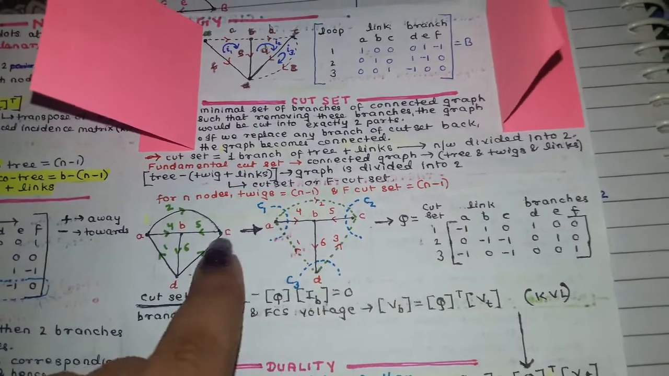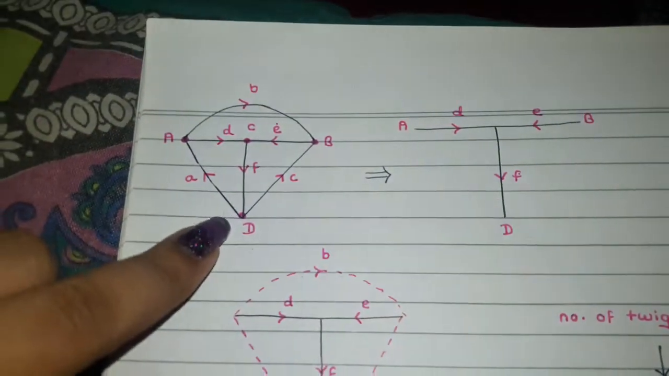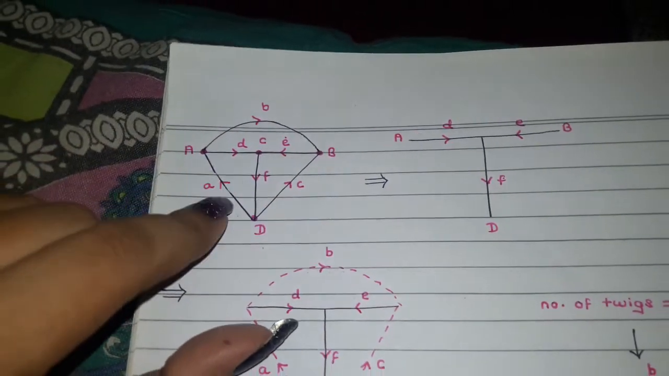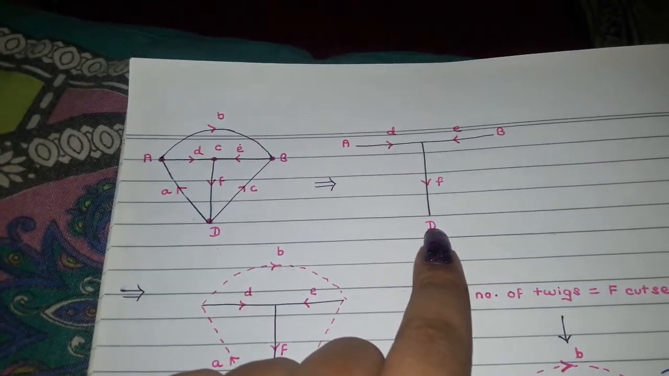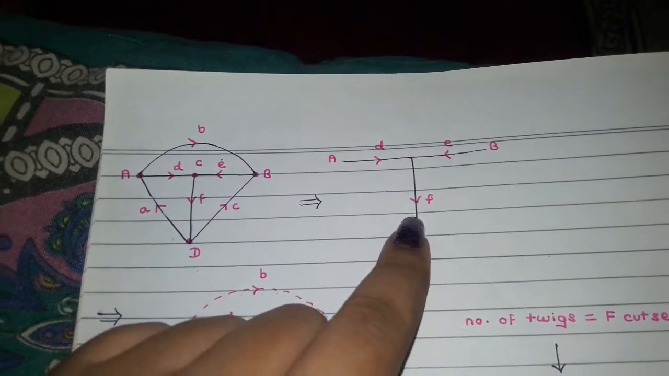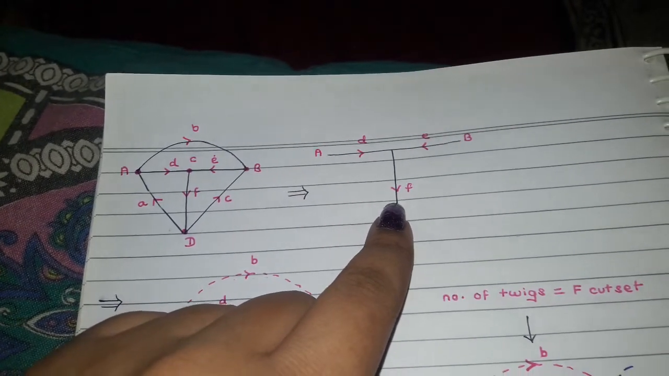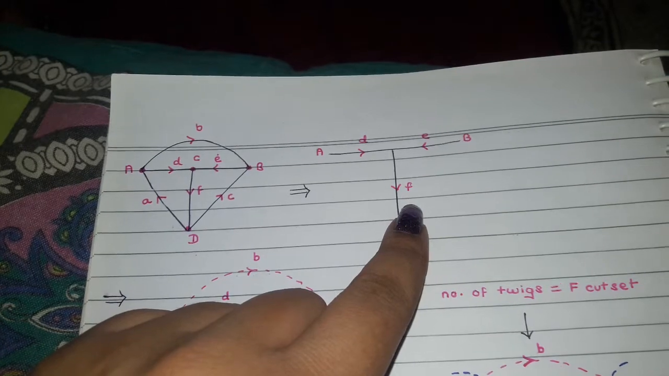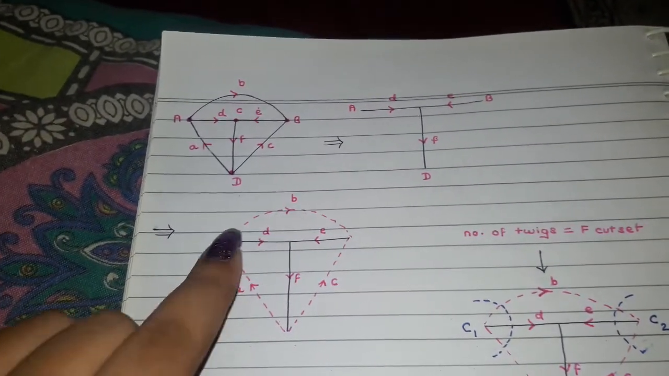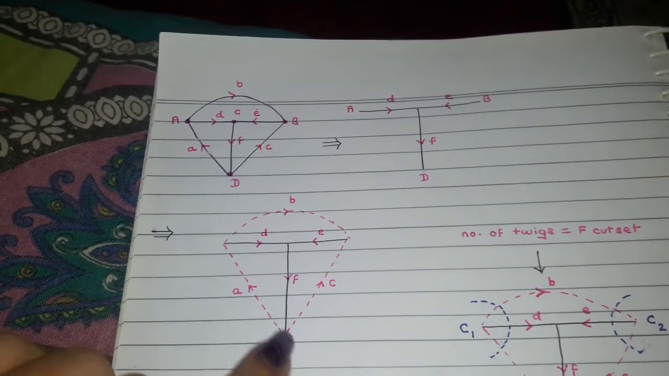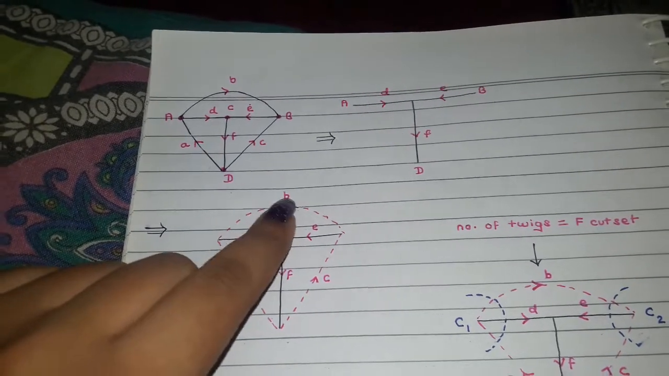Now we will see this through an example. Suppose we have the original graph over here. We are marking the tree. This is our tree of the graph, with twigs D, E and F. The branch of a tree is called a twig. You can go to part 1 if you don't understand the concept of tree, twigs, links and so on. Now we are marking the co-tree and the links as well. This is the co-tree and these are the links: A, C and B.